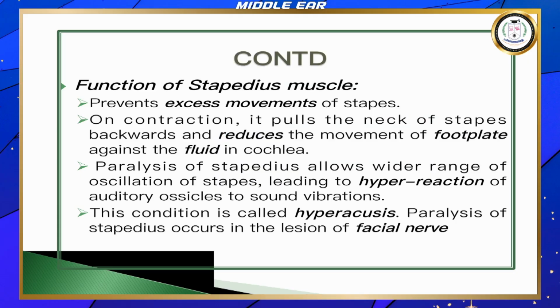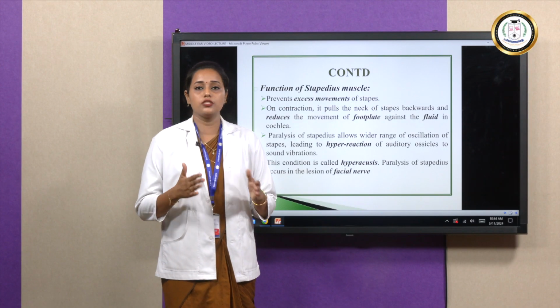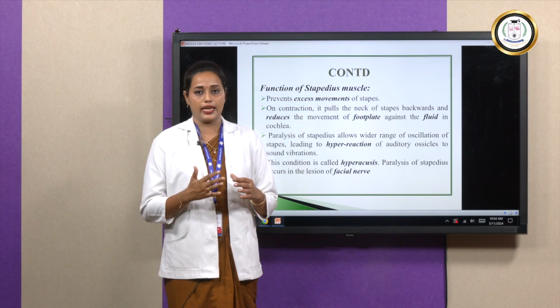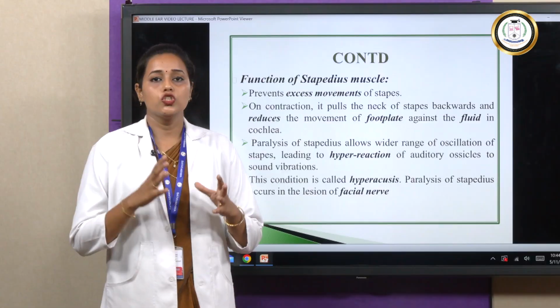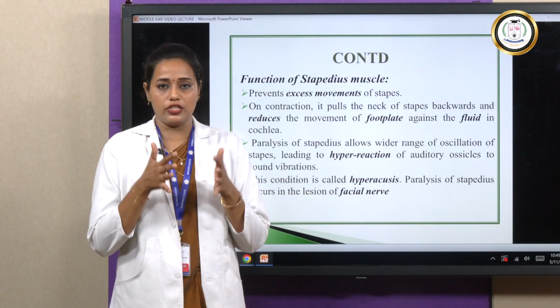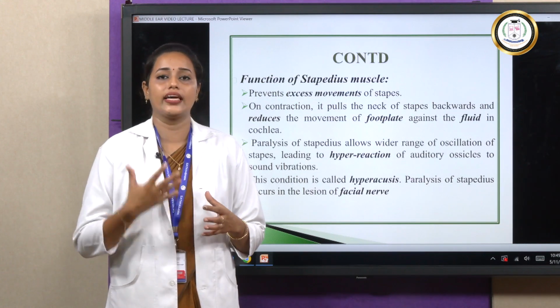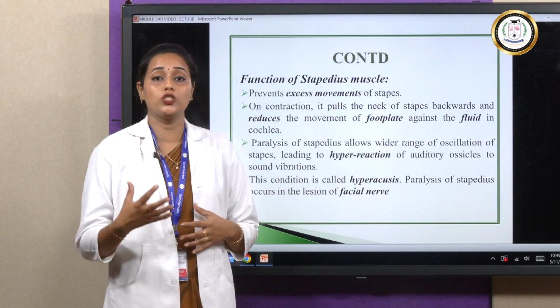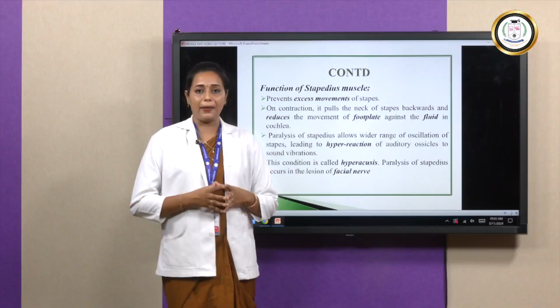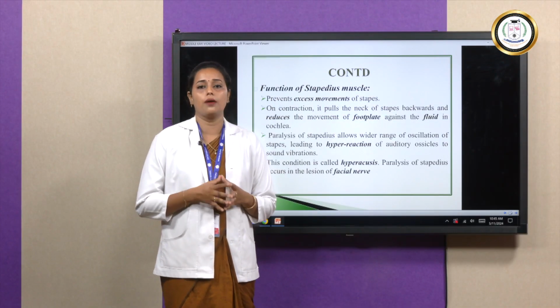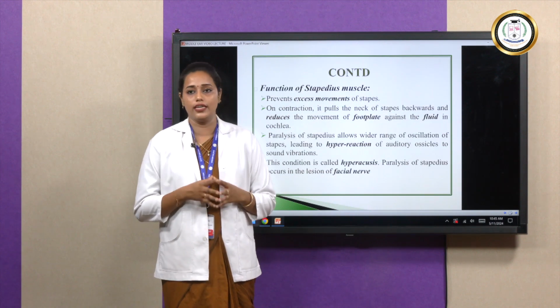The major function of the stapedius muscle is to prevent excessive movement of the stapes. This muscle is attached to the neck of the stapes. On contraction, this muscle will pull the neck of the stapes in order to reduce the movement of the footplate against the cochlea. So, when there is a paralysis of this muscle, what happens? There will be hyperreaction of the ossicles, which leads to a condition called hyperacusis. Paralysis of the stapedius muscle most commonly occurs during facial nerve lesion.